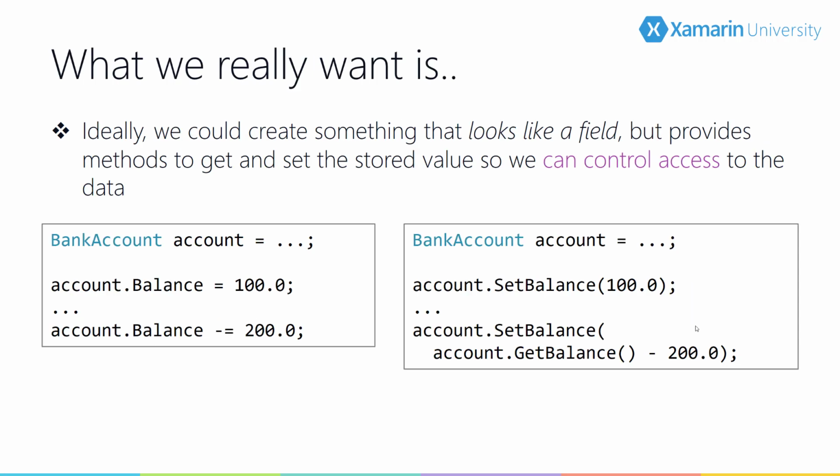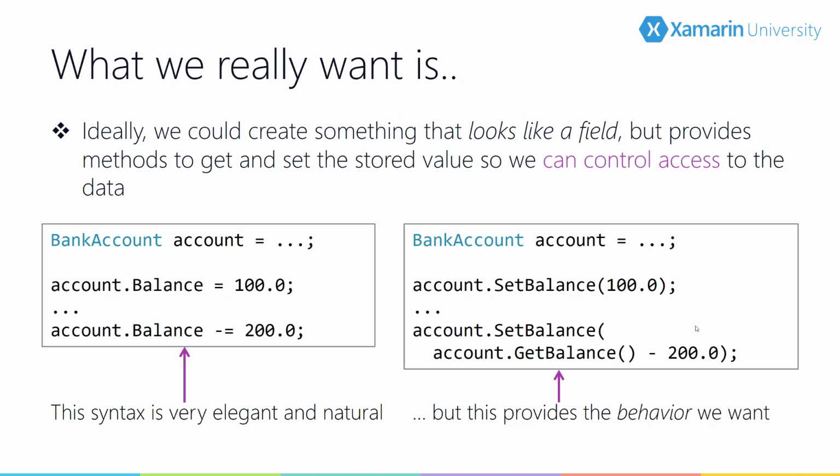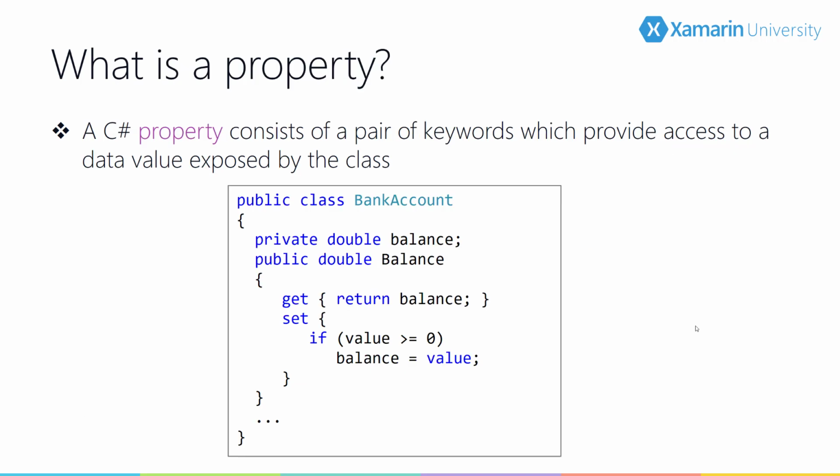So what we really want is this. We want the syntax and the elegance of assigning a field, but we want the power and the behavior that a method offers. And literally, that is the definition of a property. A property solves all of our problems. So here you can see this is a property. A property consists of two keywords, get and set, just like we saw with the get and set methods.